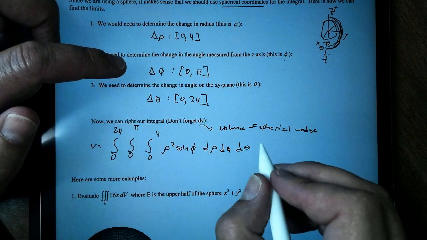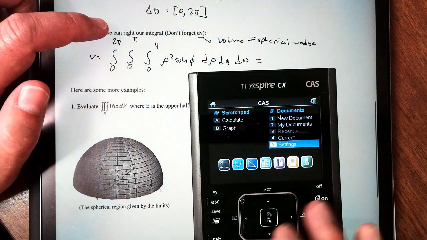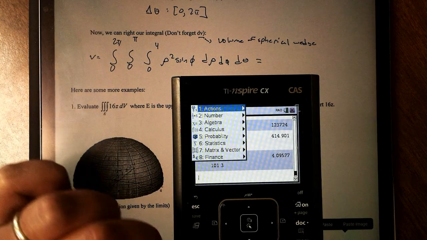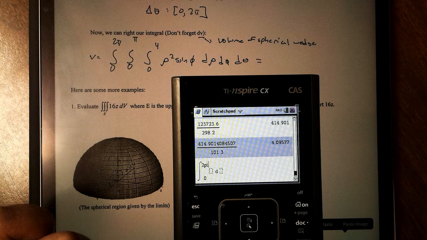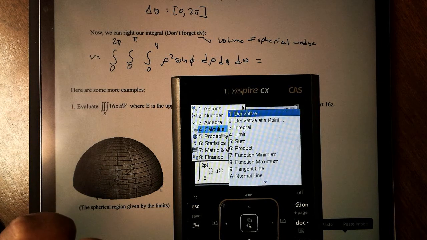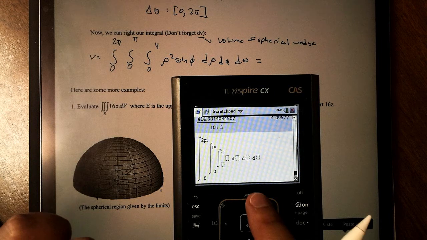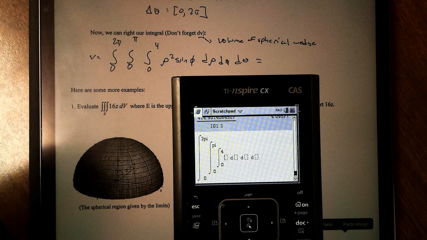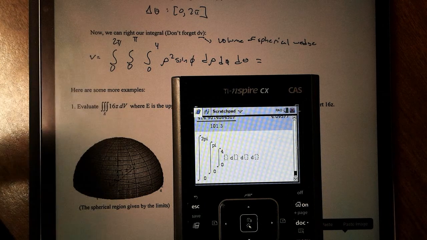And you can integrate this. Ready? But we're going to type this in our calculator. It's always good to practice typing these in your calculator. Press enter. Menu 4-3. The first one goes from 0 to 2 pi. Menu 4-3. 0 to pi. Menu 4-3. 0 to 4. Now be careful of your variables. There is no rho variable, so I'm going to let rho be x. It's okay, the calculator doesn't read that. It just reads it as a letter.